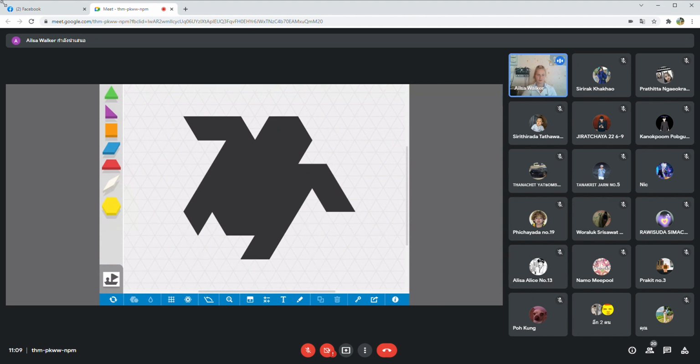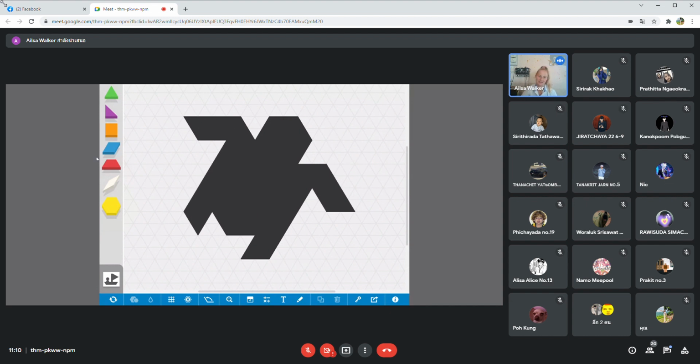So I will send the link here. But I will show you now what to do. So your page should look like this. Look here. I need to use these shapes to build. What animal do you think it is? You know? Turtle. Turtle, yes.